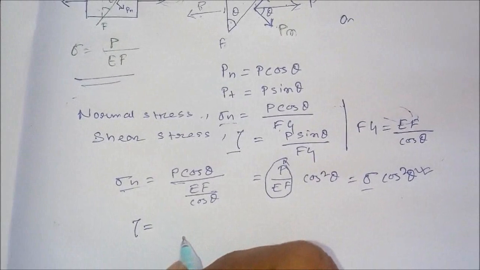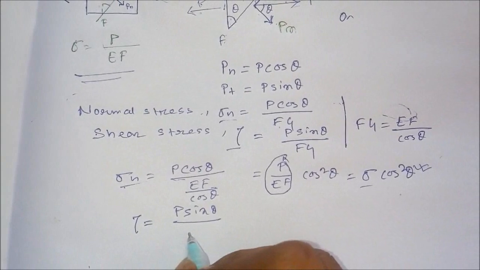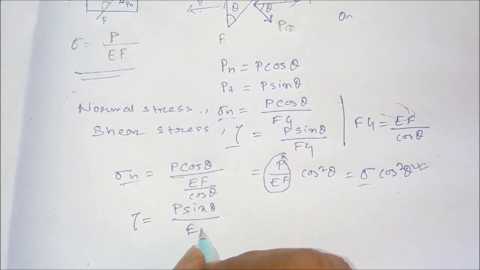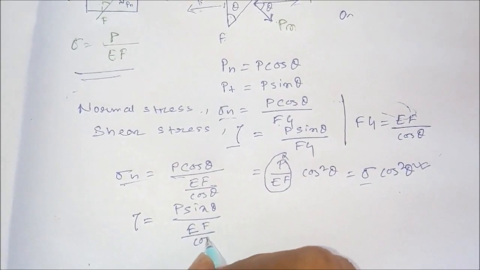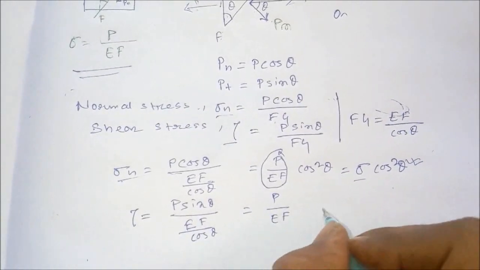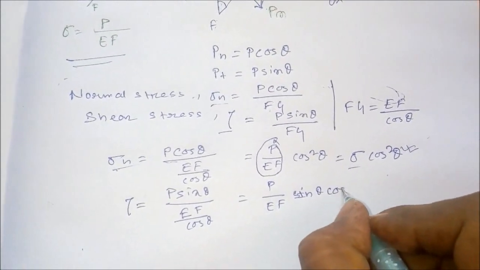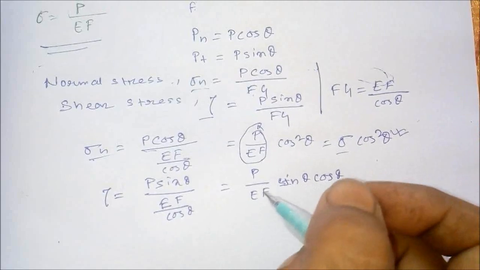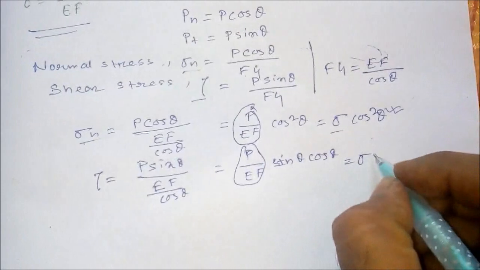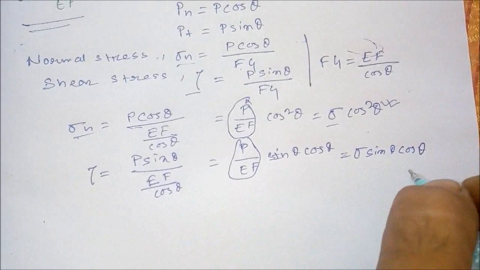What will be the value of tau? The value of tau will be equal to P sin theta divided by, if we put the value of FG with respect to EF, EF divided by cos theta. So this will be P divided by EF sin theta cos theta, right? Now, what is this value again? This value is sigma, so we get sigma sin theta cos theta.